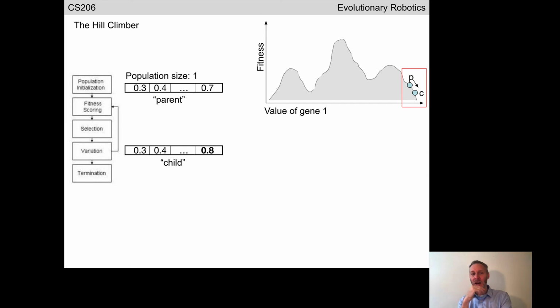We now have two individuals. We varied the parent by creating the child. We've gone back to step 2. We've assigned a fitness to the child. We now need to select from among these 2 individuals which one survives to produce an offspring. Which of these 2 individuals do you think survives? The parent or the child? The parent, right? The parent has higher fitness than the child.